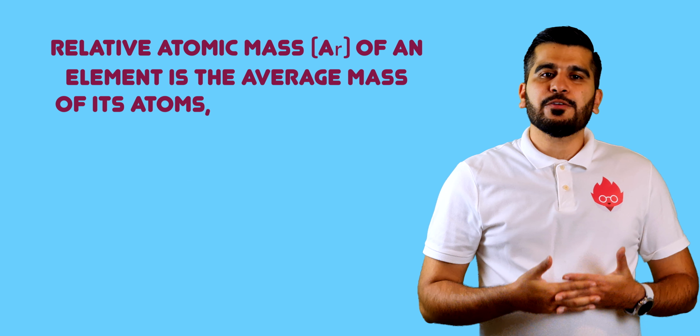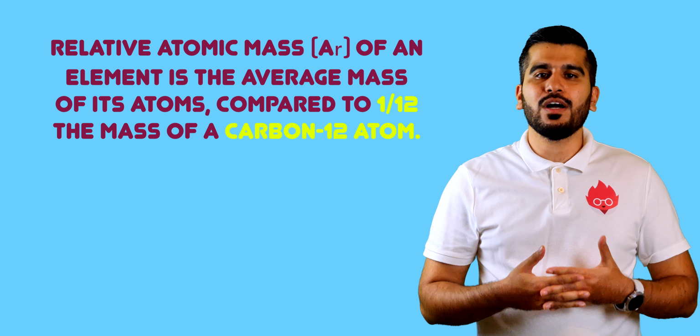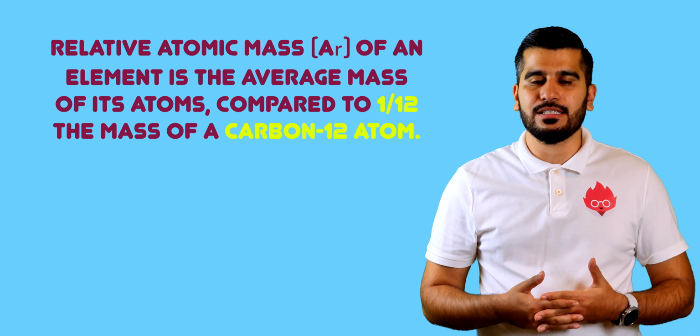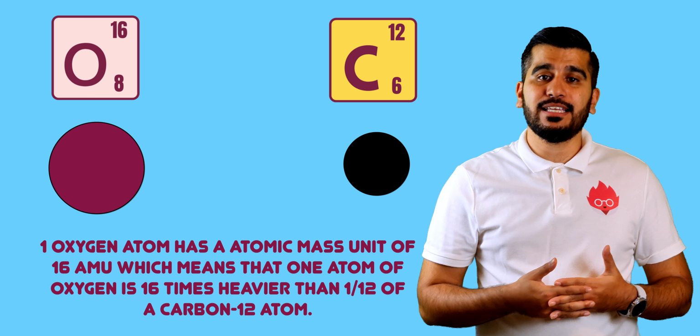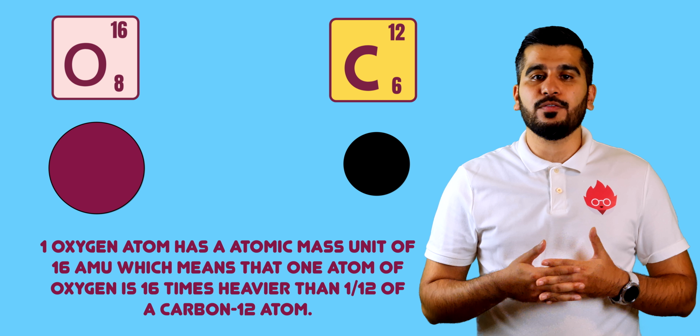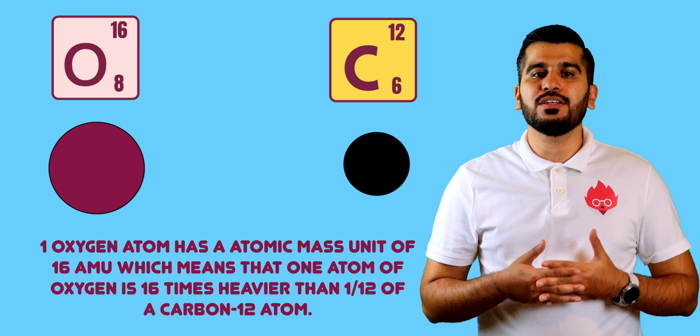As we now define the relative atomic mass of an element as the average mass of its atoms compared to 1/12 the mass of a carbon-12 atom, one oxygen atom has an atomic mass unit of 16, which means that one atom of oxygen is 16 times heavier than 1/12 of a carbon-12 atom.